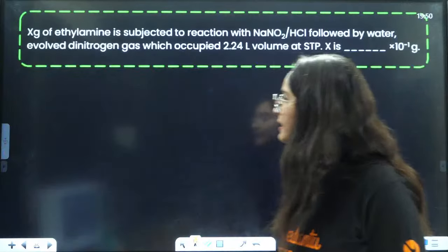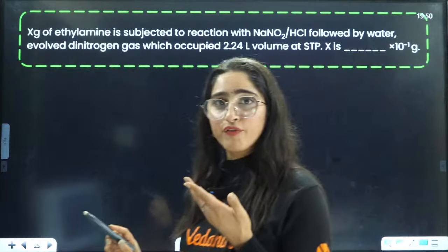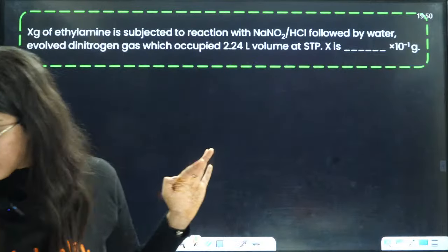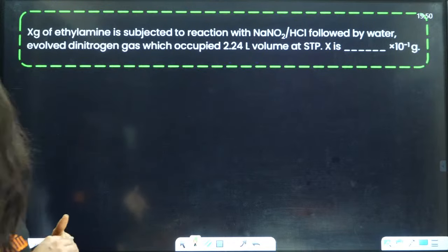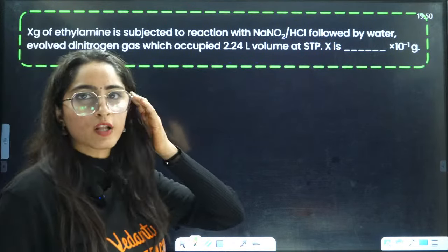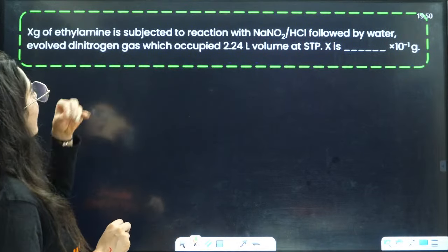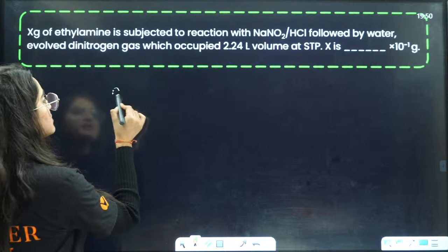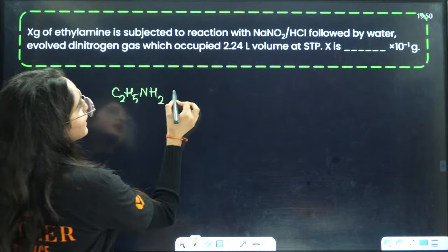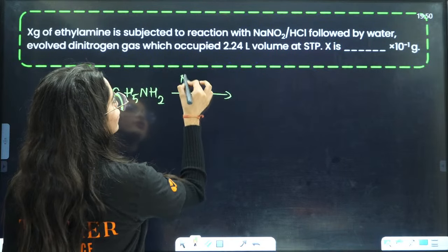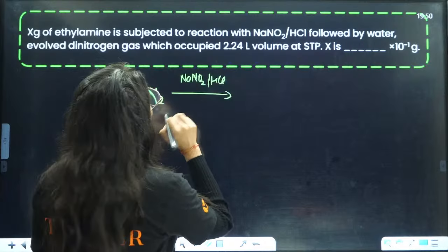Okay. Next question. Now you will feel that this is a difficult question, but actually it's a very simple question. You might feel that this is a difficult question, right? Once I told you how to solve this, you'll be like, ma'am, this is such a simple question, right? So X gram of ethylamine. Ethylamine is C2H5NH2 that is subjected to react with NaNO2, with HCl, followed by water.